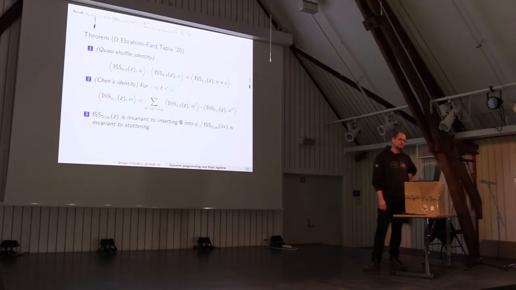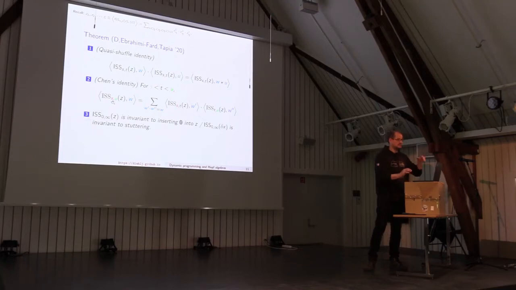In Hopf algebraic terms, this is a character on the quasi-shuffle algebra. Okay, let's leave that for a moment. This is nice to know. What is more relevant for us for the moment is Chen's identity here, which tells me the following.